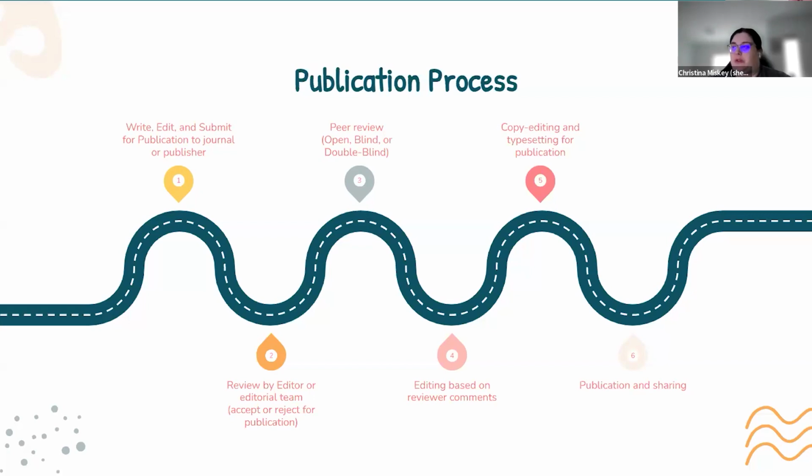After it goes through peer review, it gets sent back to you as the author for editing based on reviewer comments and feedback. Then it goes back to the editor and editorial team for final copy editing, typesetting, and then it gets published. And what we're going to cover is step 6, this last part of the process here, and sharing your publication after it gets published.